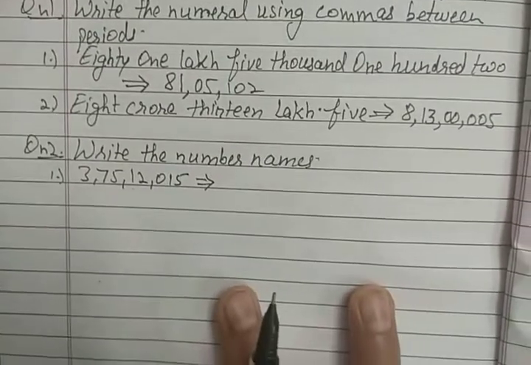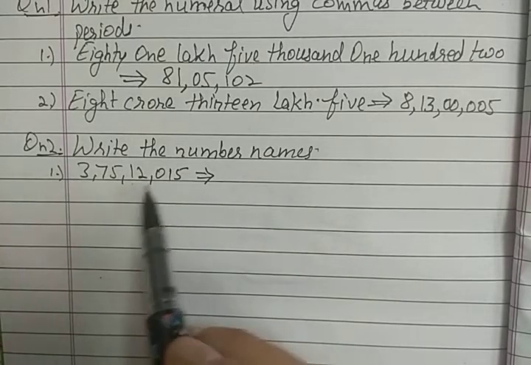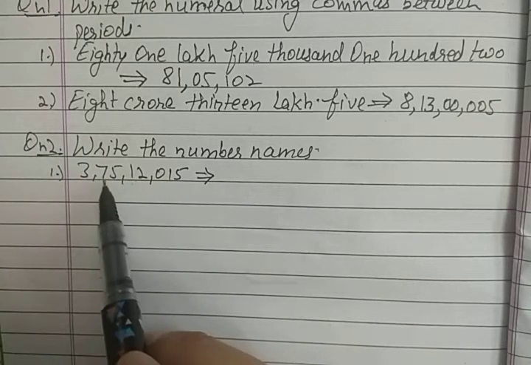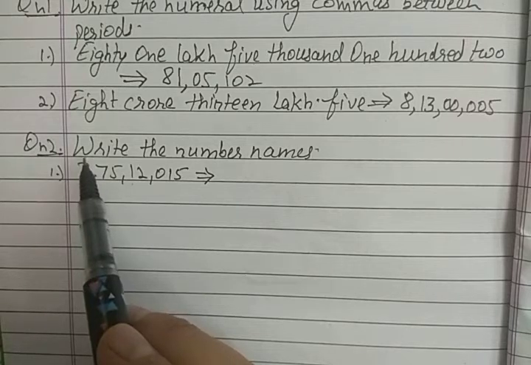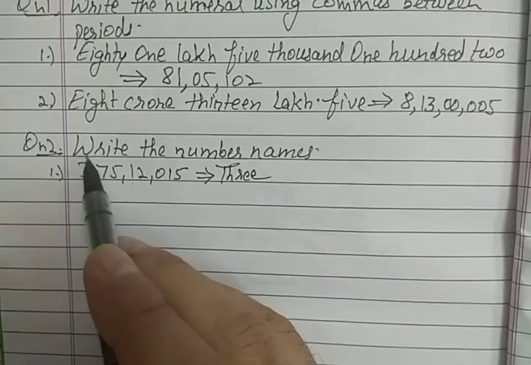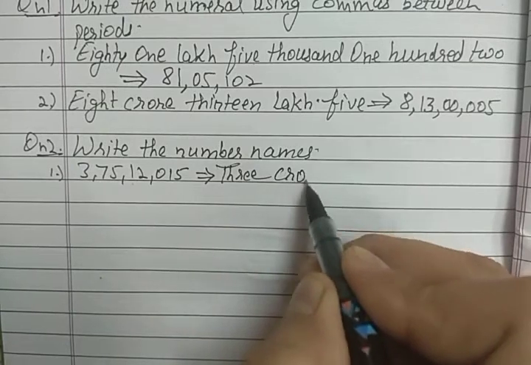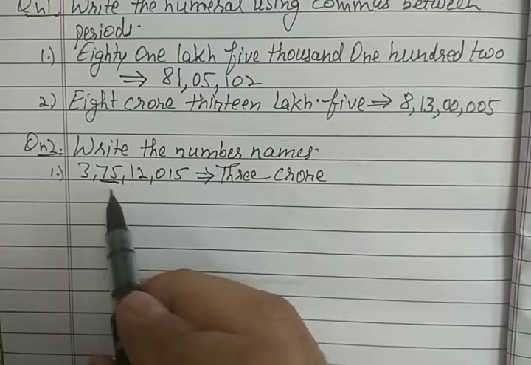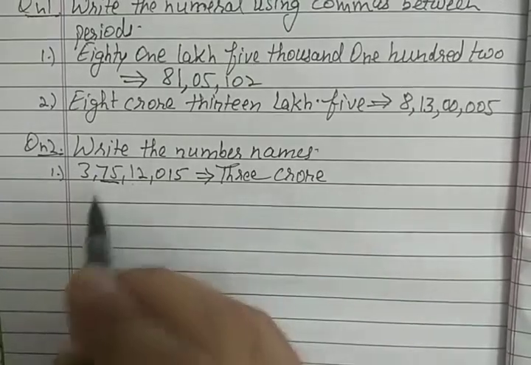We know the digits at every place. So how can we write this number name? This is ones period, thousand period, lakhs period, crore period. We just have to read the number and then write the period. So 3, which period does it come under? That is 3 crores. Then we will read these 2 digits together because these 2 digits come under the same period. So 75, this is 75.